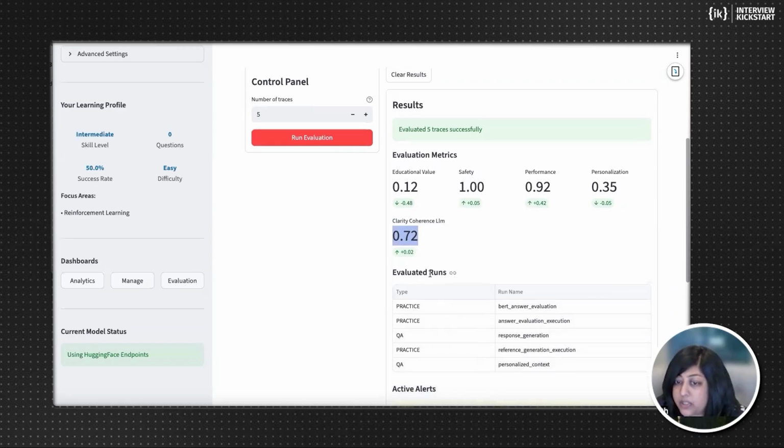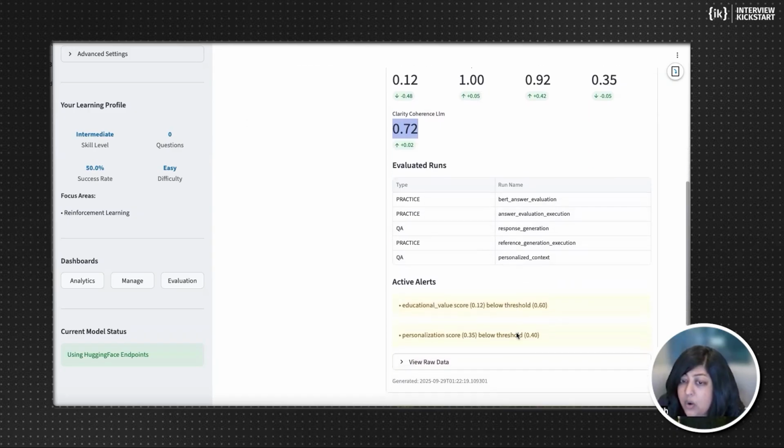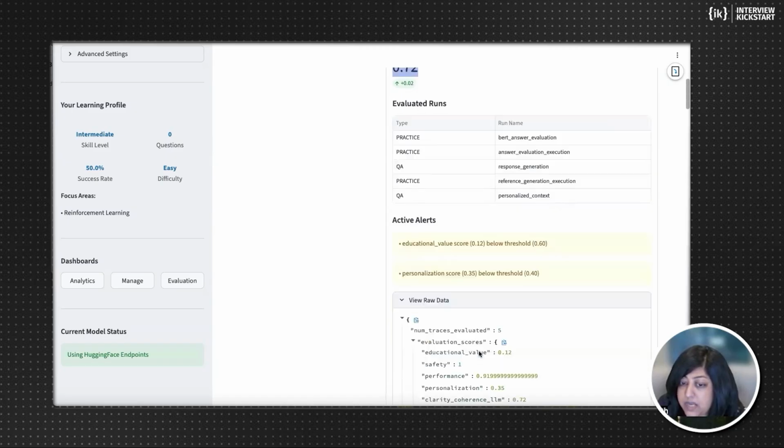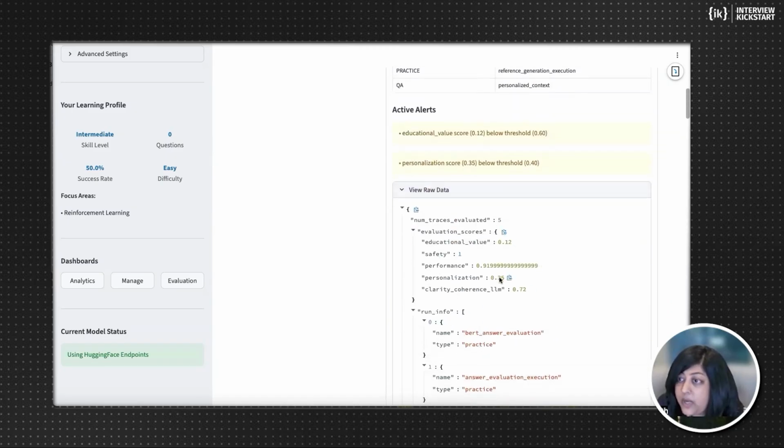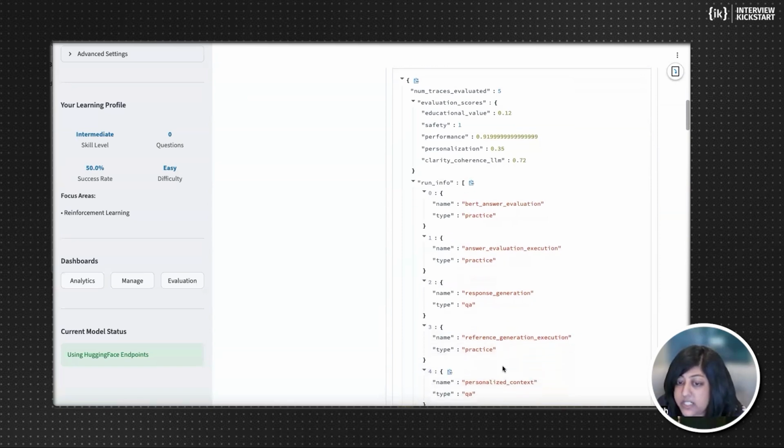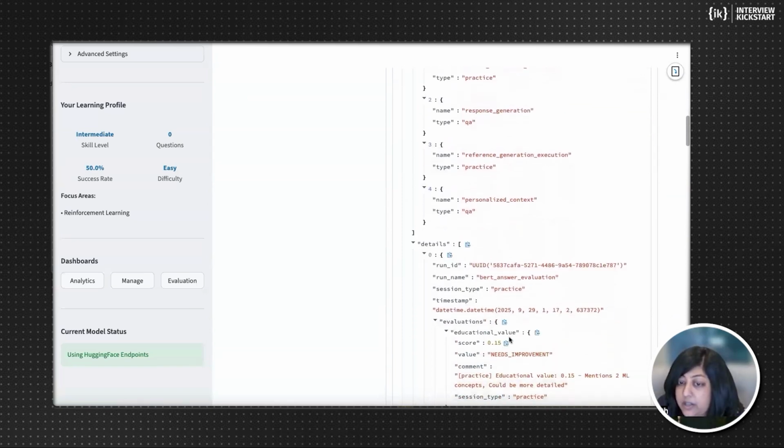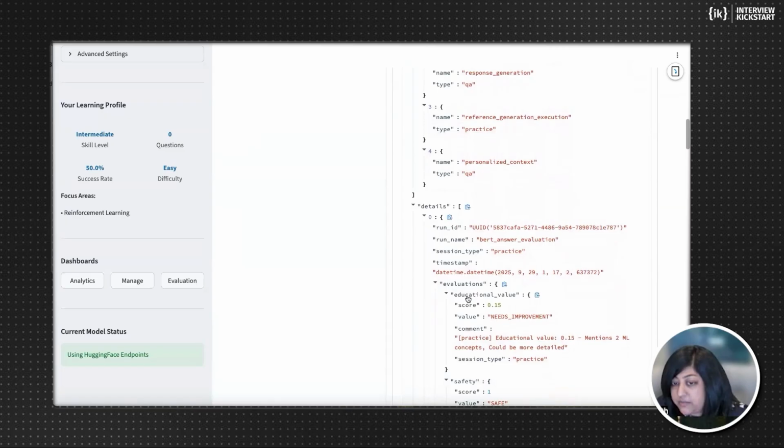Okay. And it shows what runs were evaluated. I had two practice sessions, which was the BERT answer evaluation, and QA. It tells me what traces were evaluated, what the active alerts are, and for every trace that was evaluated with the custom metrics, I can dig into the specifics by analyzing the raw data. Okay. And for educational value, it shows that the beta user, which is me in this context, mentioned only 2 ML concepts that could have been more detailed. Okay. And that's why the score was low.